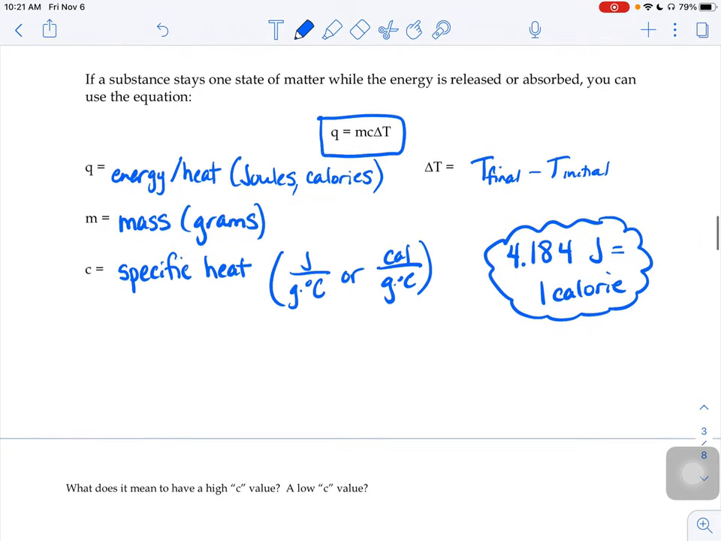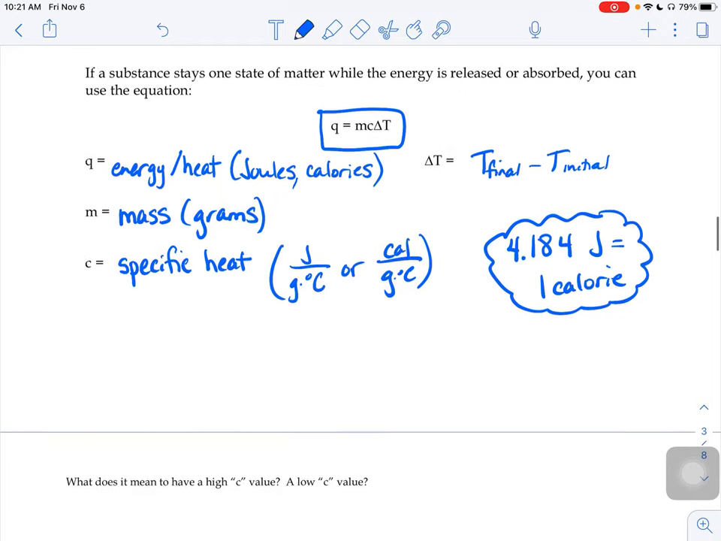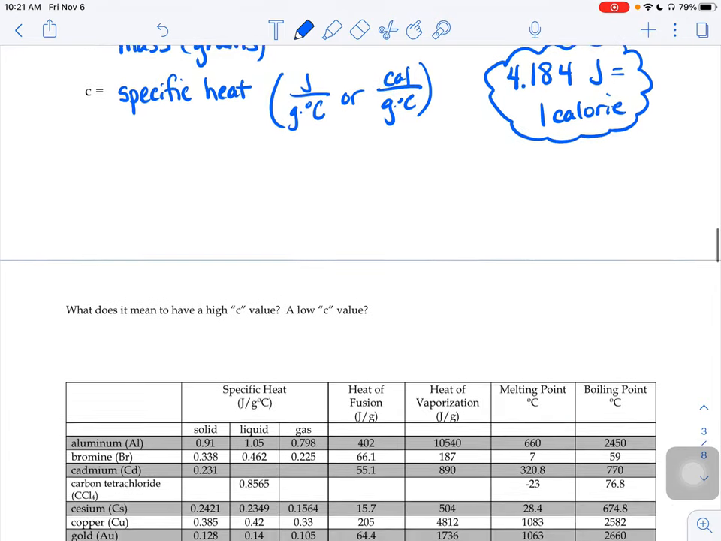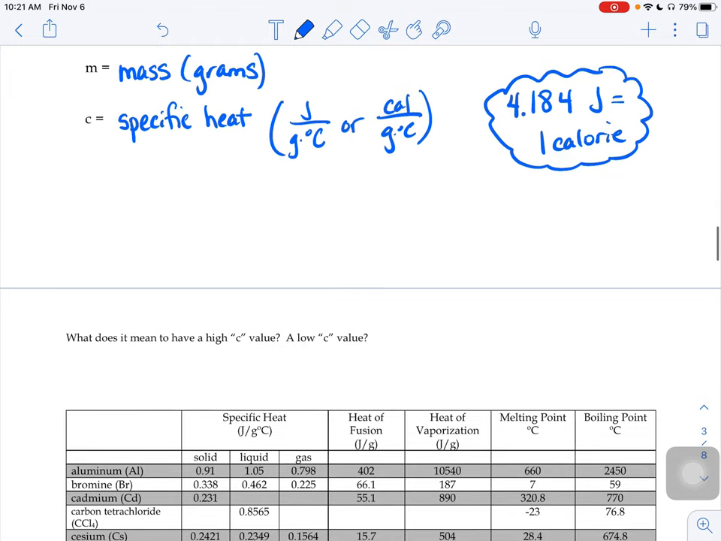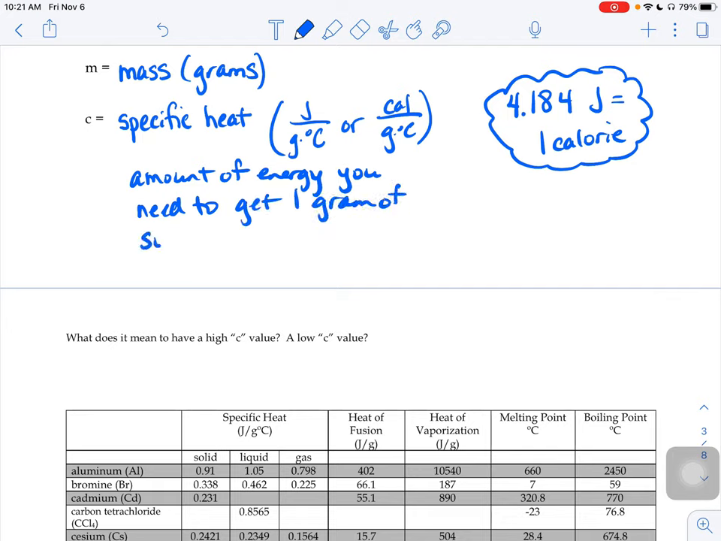So, what is specific heat? And what does it mean to have a high C value or a low C value? Well, specific heat is the amount of energy you need to get 1 gram of your substance to go up by 1 degree Celsius.